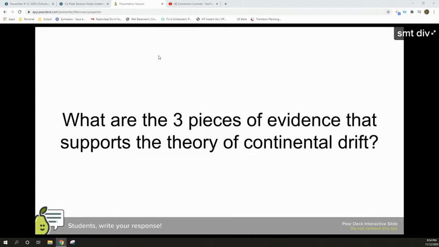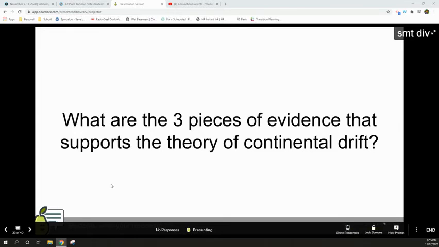If you can, then you should have remembered that they are fossils, climate, and land features. Fossils being fossils found in two different areas of the world that are now separated by large bodies of water. So that must support the idea that those continents must have been together at one point in time. Land features would be like how South America butts up right against Africa, and North America against Eurasia or Europe.